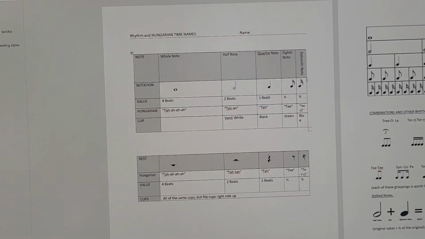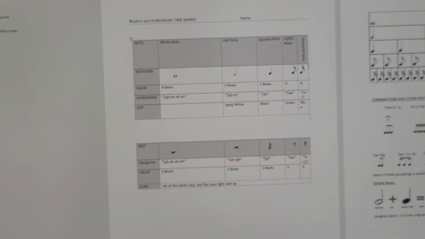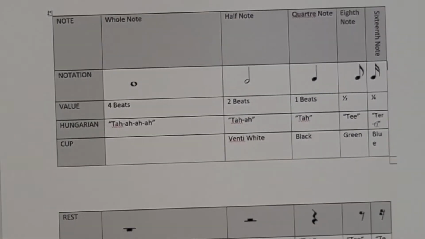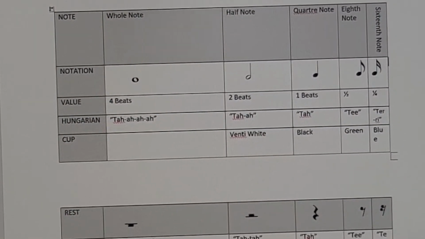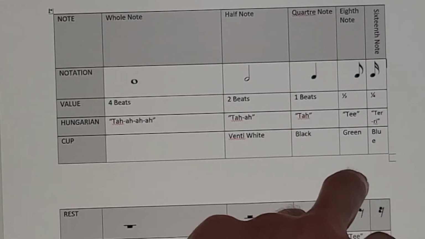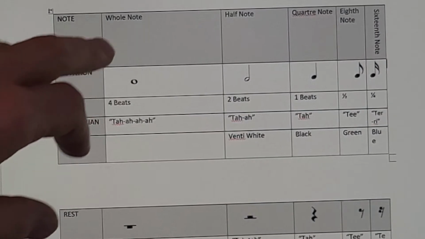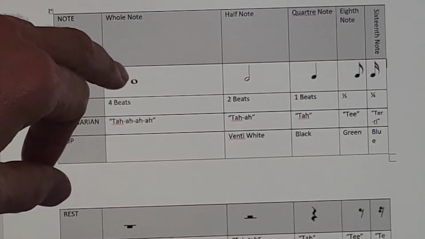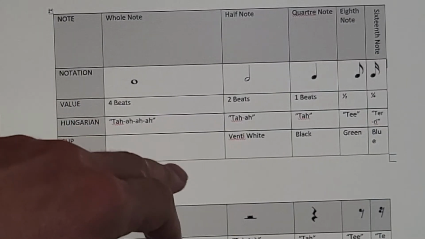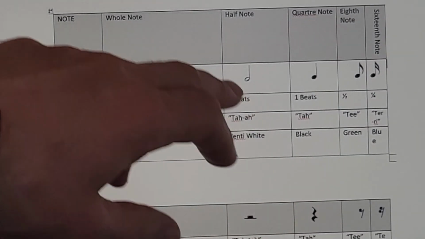It helps you to see how to write the different notes and how those notes are divided up. Okay, so please make sure you have a copy of this page. You're going to use it a lot and you can use it on the next test. So the first section here shows you a few things: a whole note, what it looks like, how many beats it is, and how we use Hungarian time names, as well as the cup. We haven't done any cup activity, so don't worry about that.